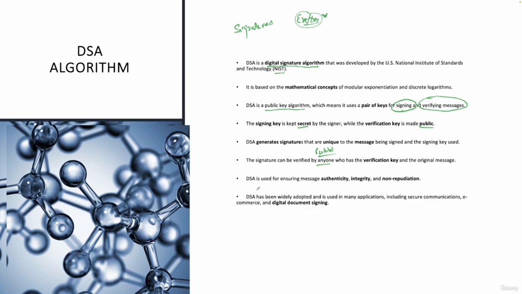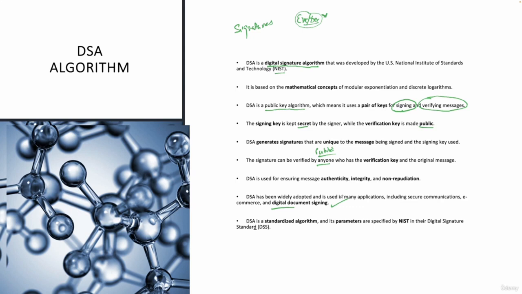So again, RSA was used for multiple things, multiple use cases. You could use the RSA algorithm in encrypting, decrypting documents. You can even use it for digital signatures as well. But DSA is purely used for digital signatures, and it says DSA has been widely adopted and used in many applications including secure communications, e-commerce, and digital document signing. This is the perfect and the main use case for DSA.